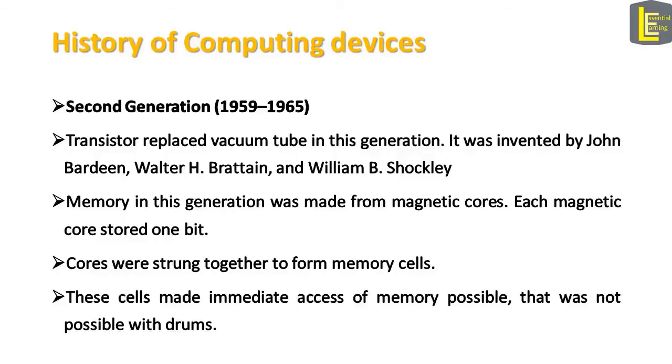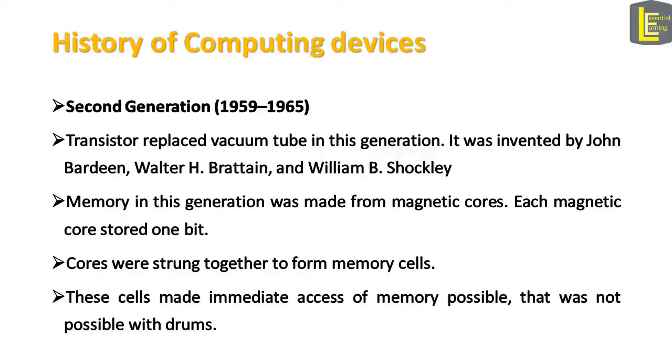The second generation of computers is counted from 1959 to 1965. In this generation, the biggest invention was the transistor. The transistor replaced vacuum tubes in computers. It was invented by John Bardeen, Walter H. Brattain, and William B. Shockley.